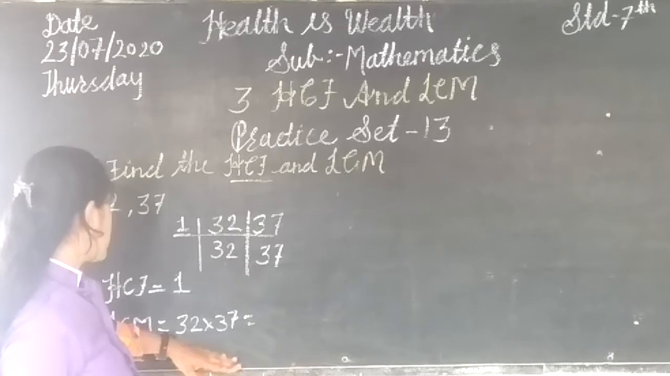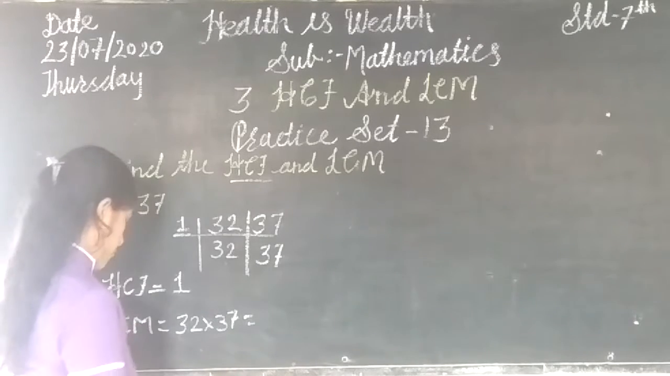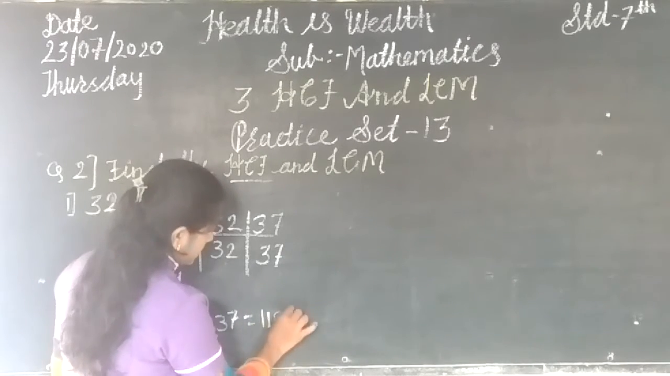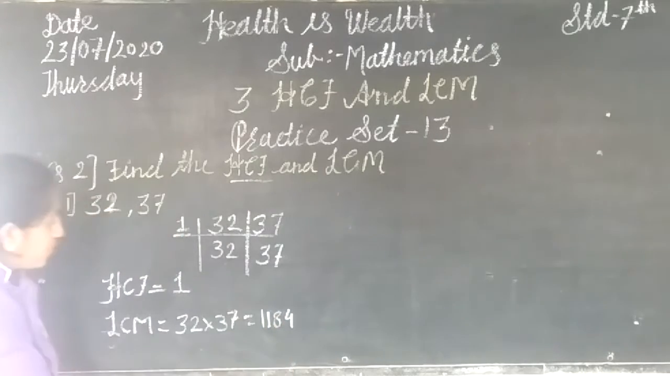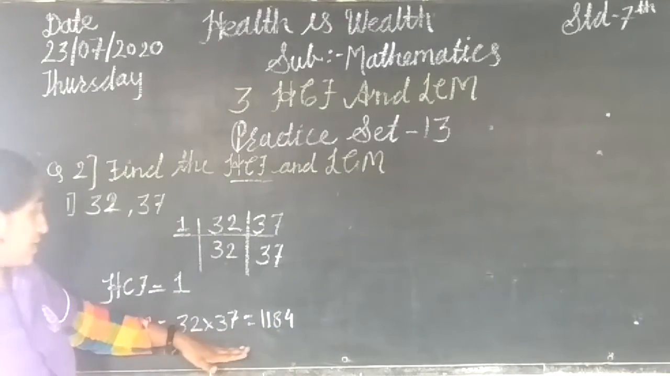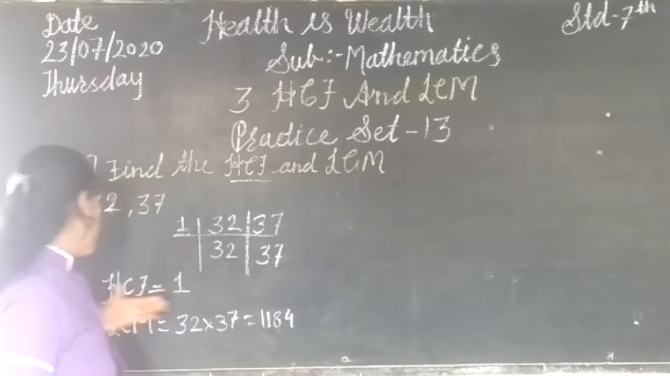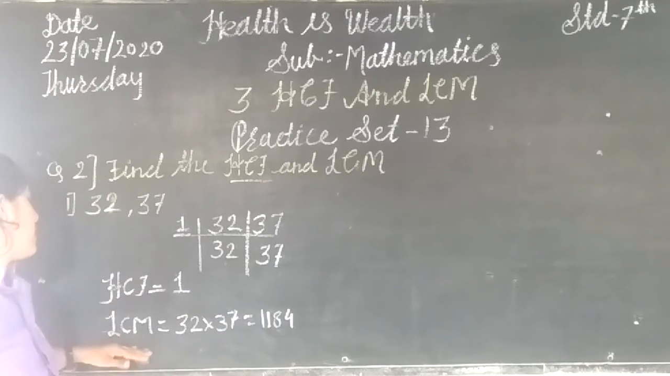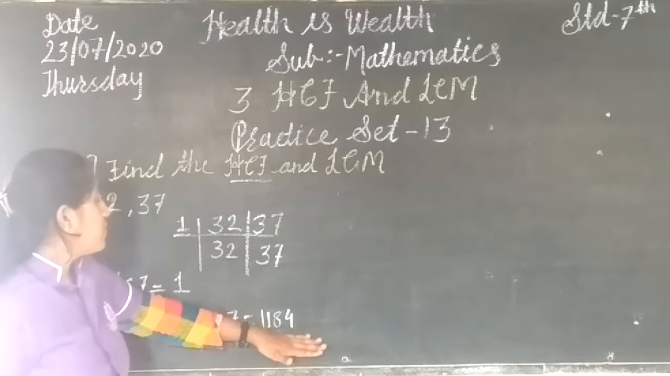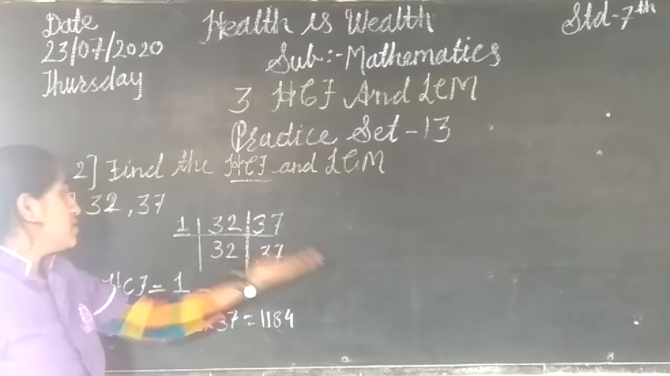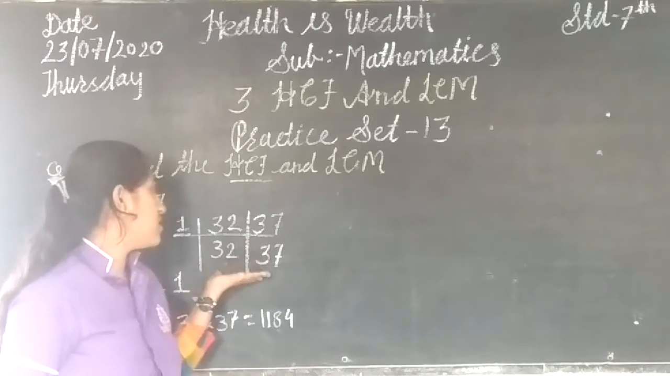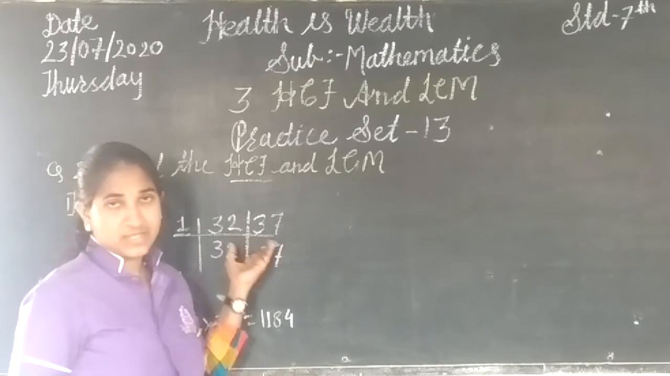Now find the product of 32 and 37. What will our answer be when we multiply these numbers? 1184. That we find with the multiplication. Then HCF is 1 and our LCM answer is 1184. You already learned how to find the LCM, so it is easy now. You can do it easily, right?